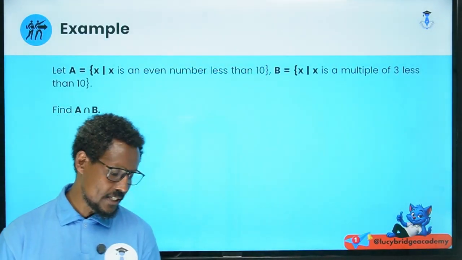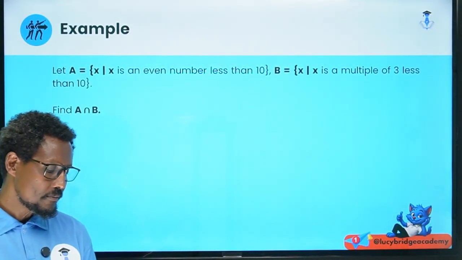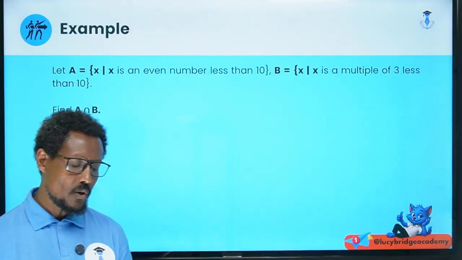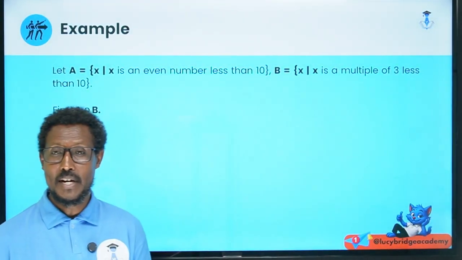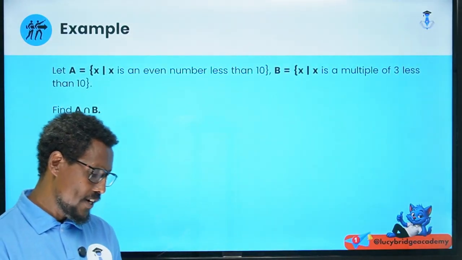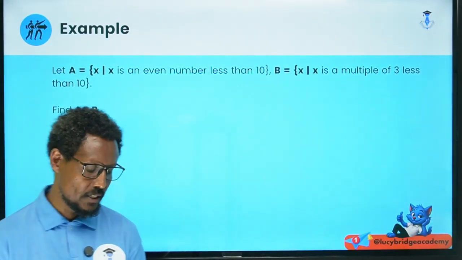Let A be equal to X such that X is an even number less than 10. Okay, and B is equal to X such that X is a multiple of 3 less than 10. We are asked to find A intersection B. First, try to change the given set builder method into listing method.